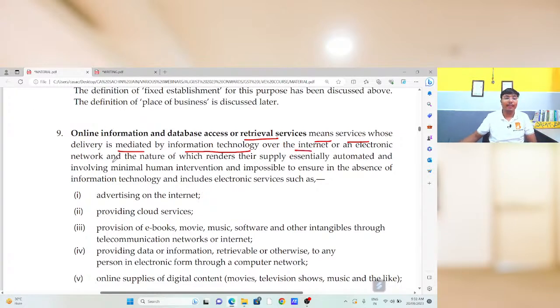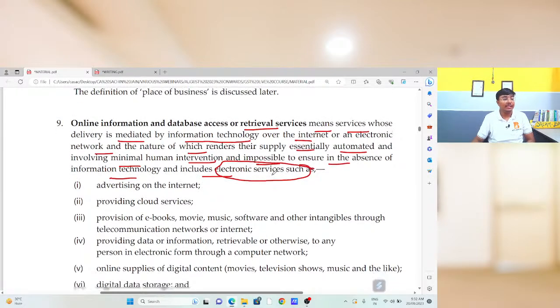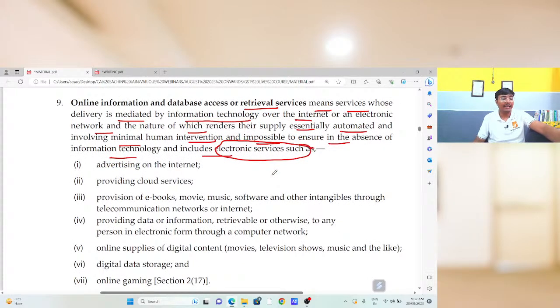Over the internet and the electronic network, the nature of which renders this supply essentially automated and involving minimal human intervention and impossible to ensure in the absence of information technology, it is included in electronic services. That means online information database access and retrieval services means all those services which are mediated through information technology, and it is not possible to provide these types of services without the help of information technology. Those services are called online information database access and retrieval services.